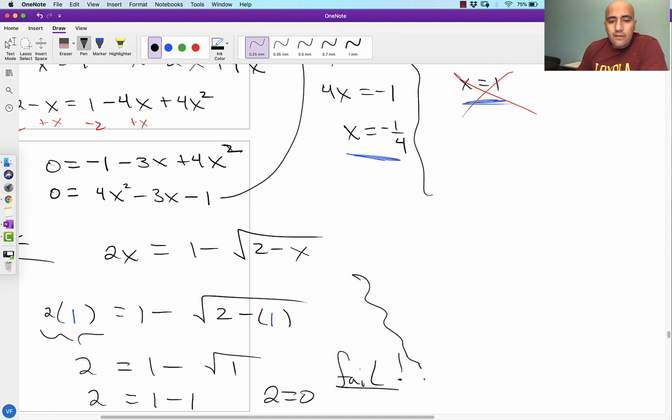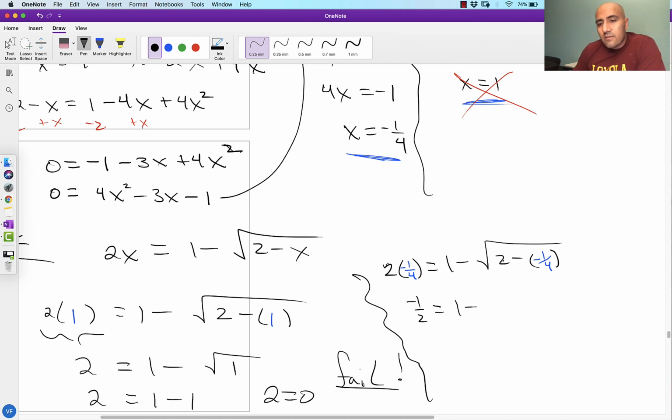We get that 2 times blank is equal to 1 minus the square root of 2 minus blank. And I'm going to check to see if, in fact, it's negative 1/4. Negative 1/4 goes there. Negative 1/4 goes there. And see what we get. So this will reduce to negative 1/2 on the left-hand side is equal to 1 minus. That's going to be 2 minus minus. That's going to be plus.